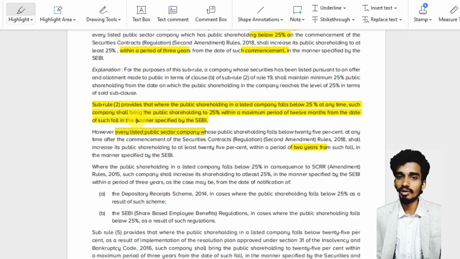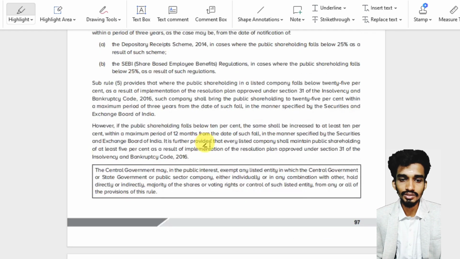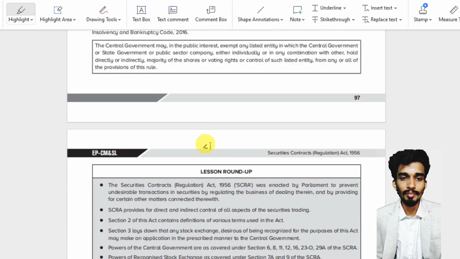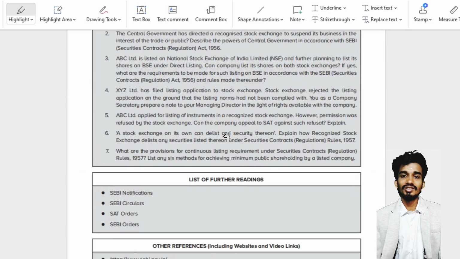Sub-rule 2 is the most important. Whenever a company's public shareholding falls below 25%, they have to increase it to 25% within a period of 12 months. That is all about minimum public shareholding. With this, I have completed the entire chapter of the SCRA Act 1956 with in-depth and important concepts as well. Thank you.